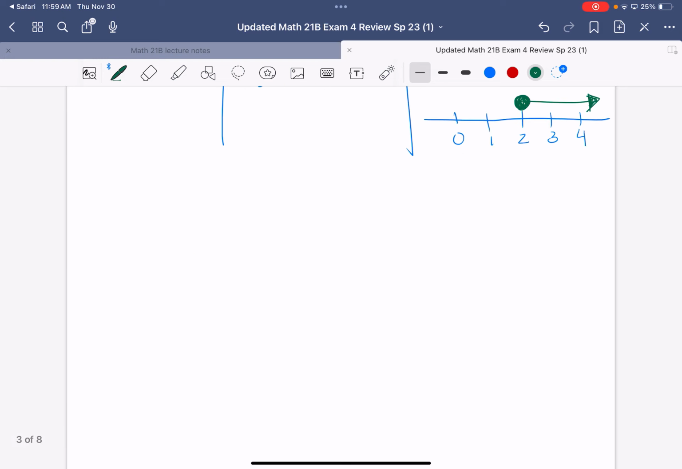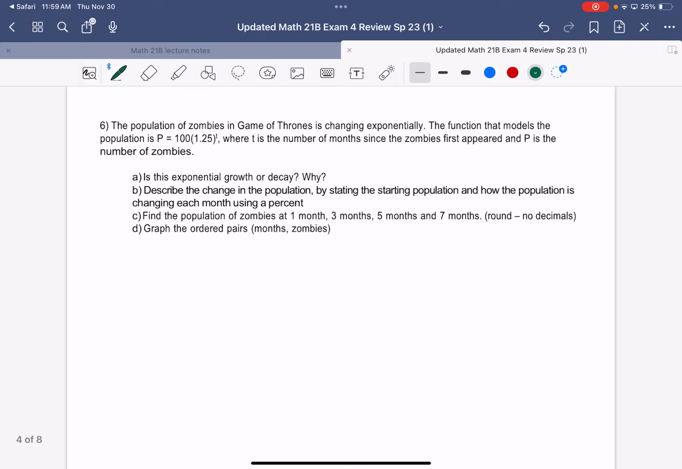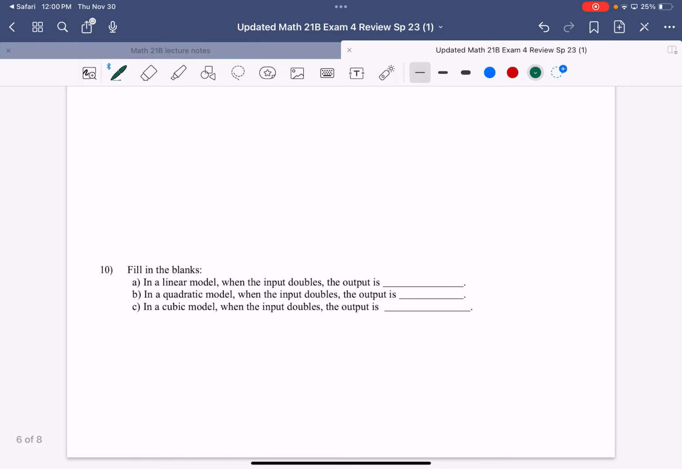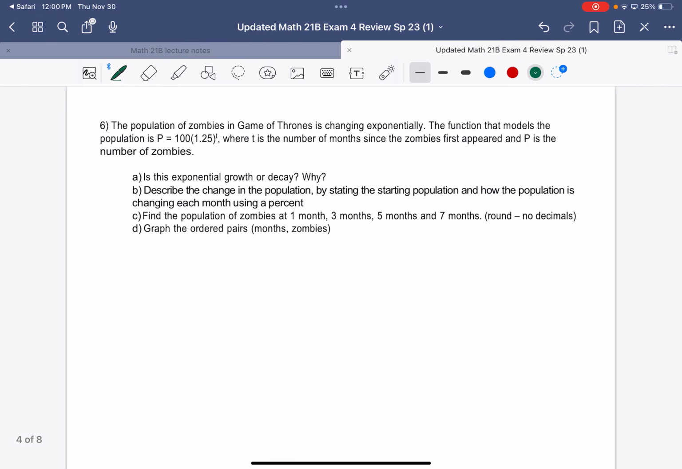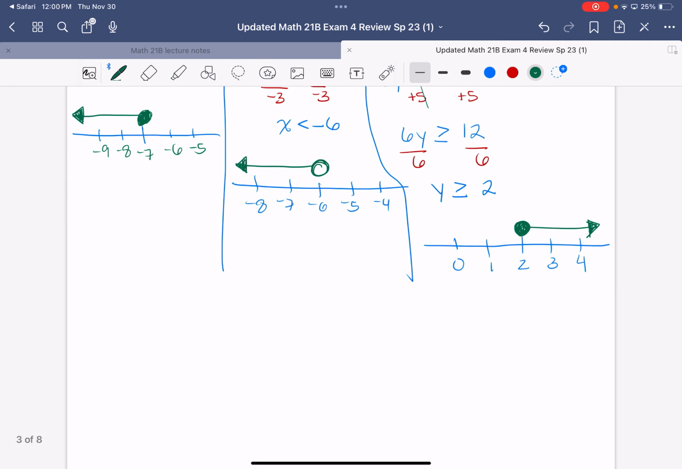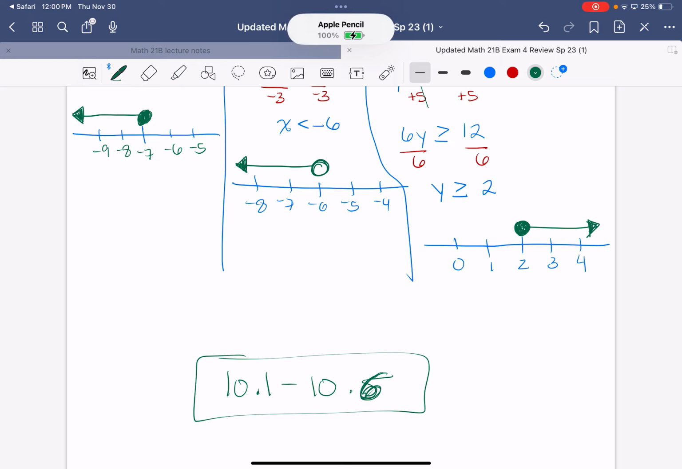All right, guys. So that's it for that one. And remember 6, 7, 8, 9, and 10 is not on the exam, because those are sections 10.7 and 10.8, which will not be on the exam. So again, remember guys, you're just studying 10.1 through 10.6. So everything up to the inequalities that we just practiced. So is it going to be a shorter test? Yeah, it's going to be 5 questions, multi-part.